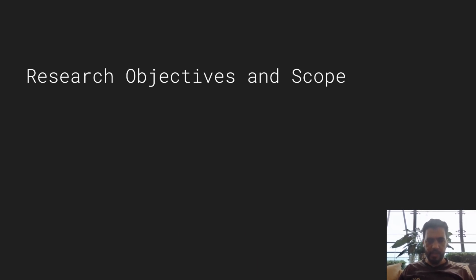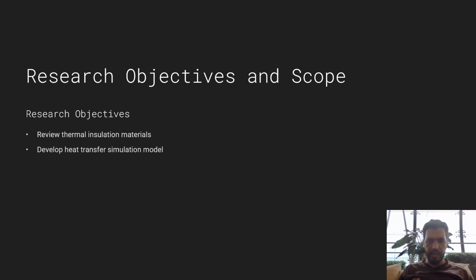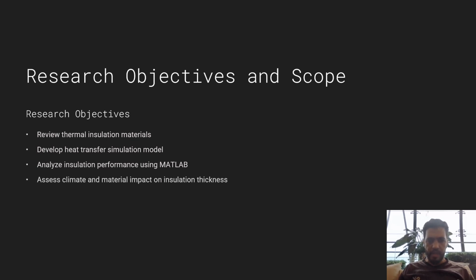Research objectives and scope. Research objectives: review thermal insulation materials, develop a heat transfer simulation model, analyze insulation performance using MATLAB, assess the climate and material impact on insulation, and create an insulation materials database. It's a very important point to get a database about the thickness and type of insulation materials, to help other engineers get direct information about insulation and thickness.